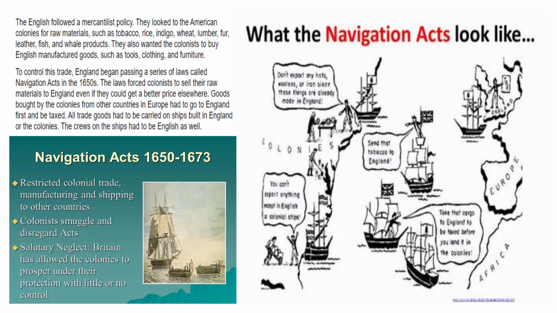Question number 18. What were the Navigation Acts? The Navigation Acts were the laws that forced the colonists to sell their raw materials to England, even if they could get better prices elsewhere. It also made the colonists have to use ships that were built in England or the colonies, and the crews on the ships had to be English as well. So these were definitely some strong economic policies that some of the colonists started to not like.